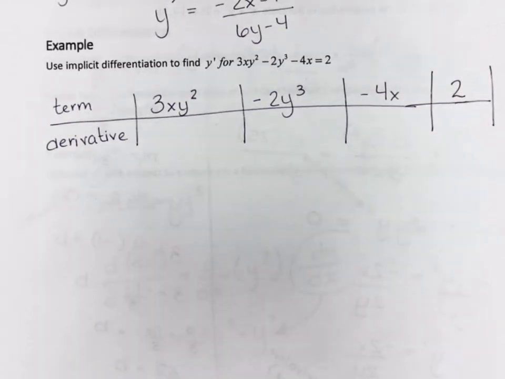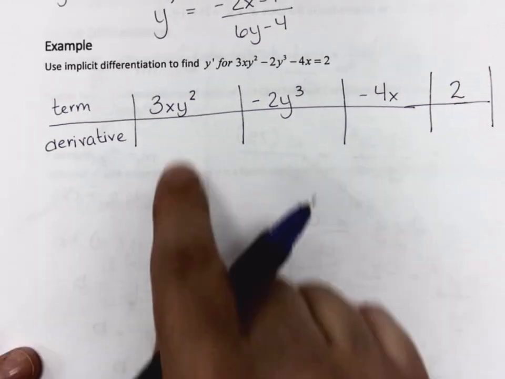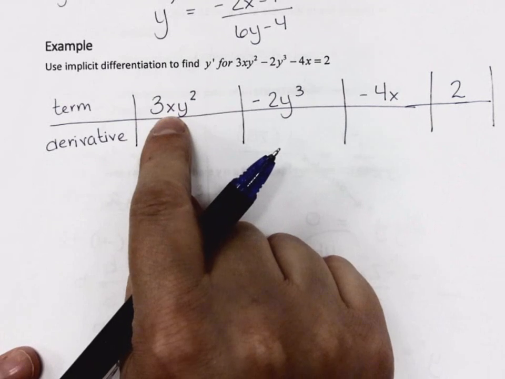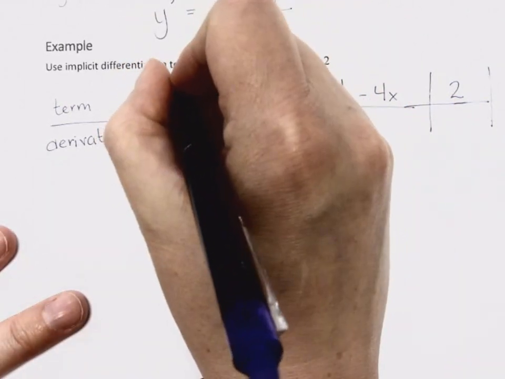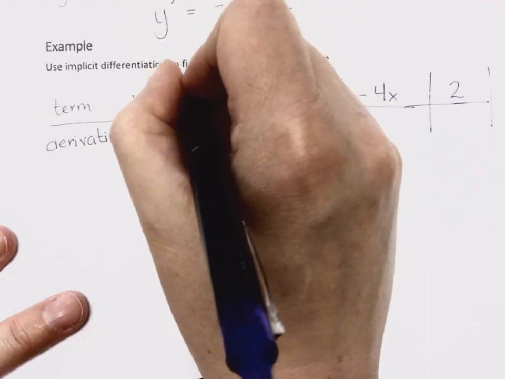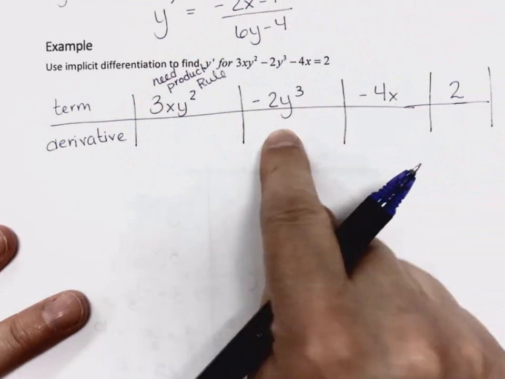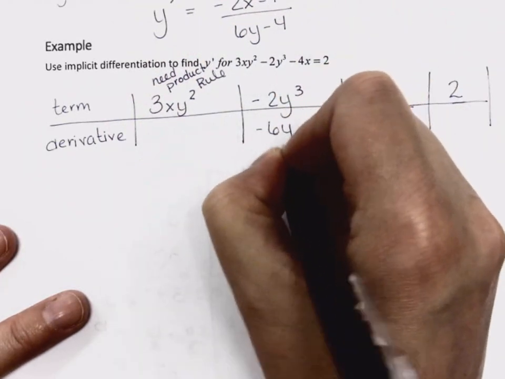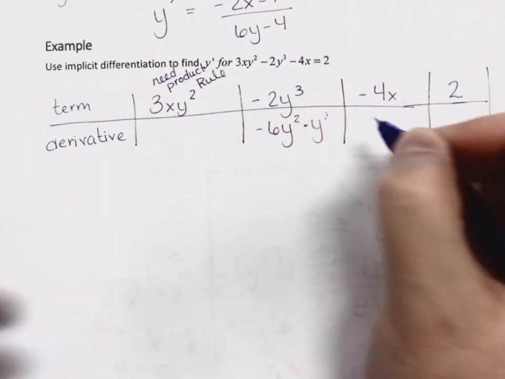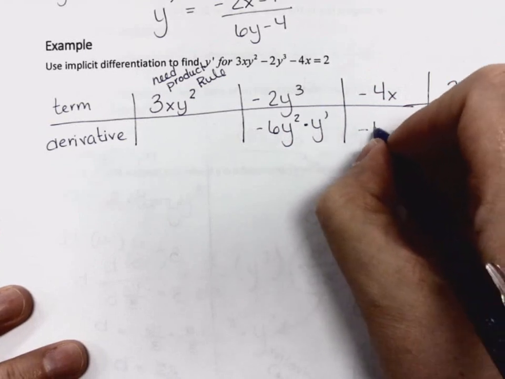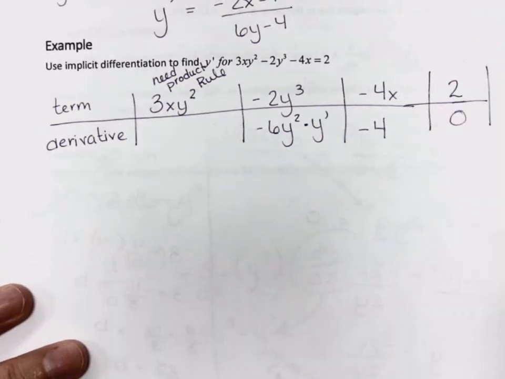All right, I'm going to do the back end of this table first because this requires the product rule. This one's nice and easy. This is negative 6y squared times y prime. This one is negative 4, and that's 0.